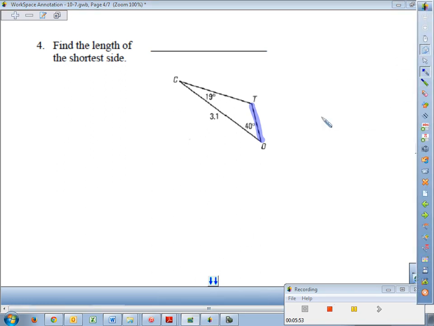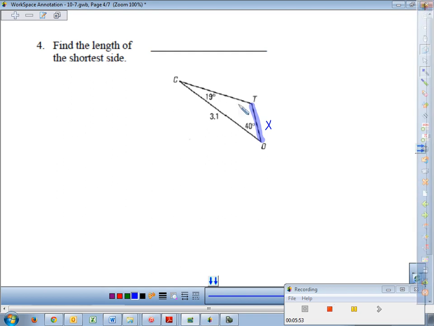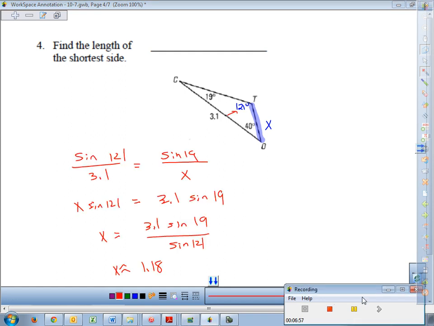So I'll call this guy X. You could also call it little c if you wanted to, since that was a big C over there, but I'm just a fan of using X. What is this angle measure? 180 minus 59 is 121 degrees. Is that what you're using? Cool. Law of sines. Why is it law of sines? Only one side length provided, and this is not a right triangle. Set it up. Solve for X. Pause this video. You should have got about 1.18.